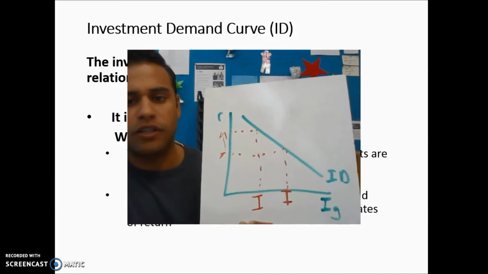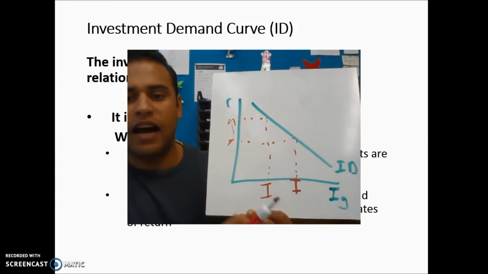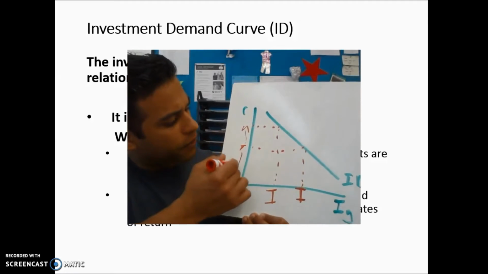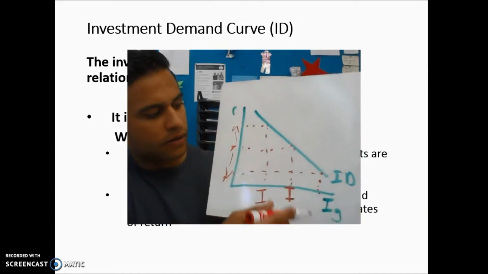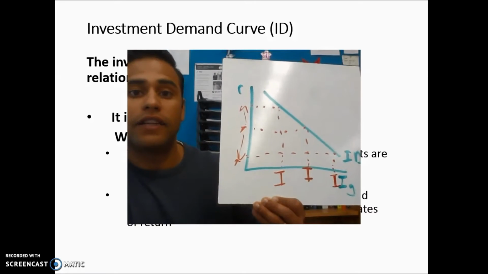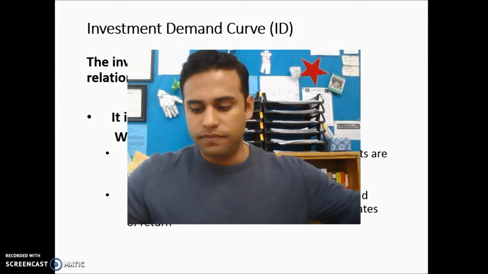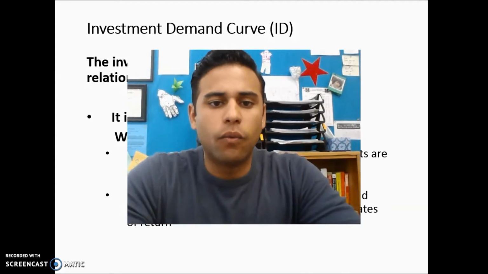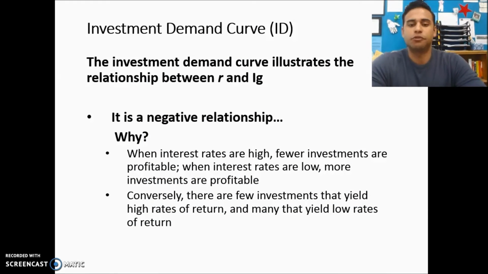Why? Well, loans are more expensive. It's more expensive to take out a loan, so I have to expect a higher rate of return on that investment if it's going to be possible for me to make that investment. But if real interest rates go down to right here, there would be a lot more investment because it's easy to find an investment that might yield that low rate of return. And that's all there really is to this. We're going to talk today really about why this investment demand curve that we just looked at might actually shift and change and move around.